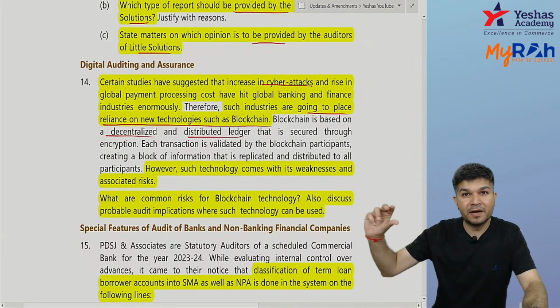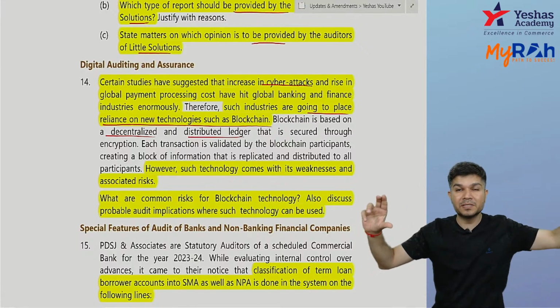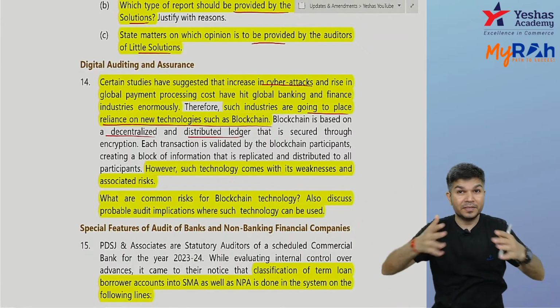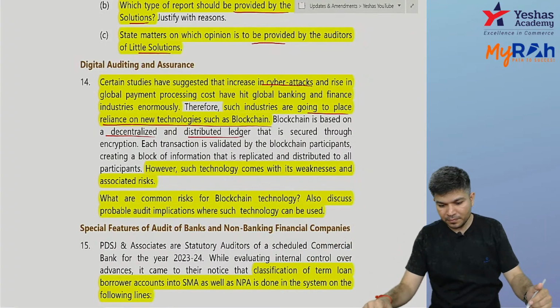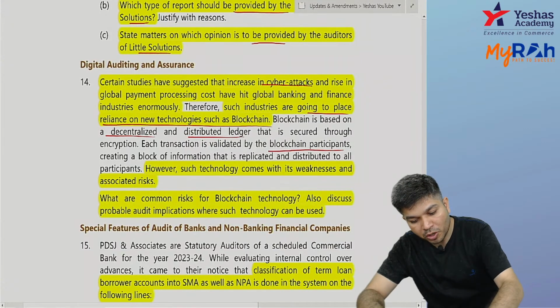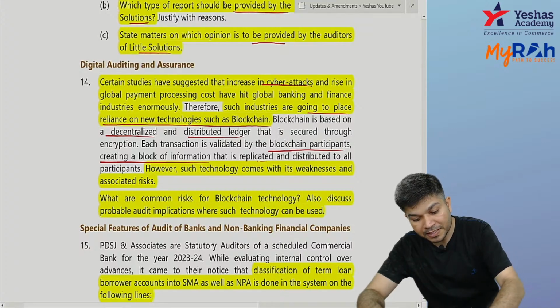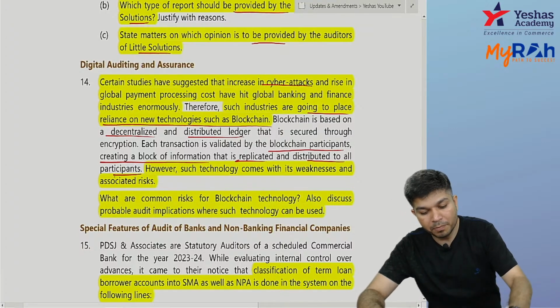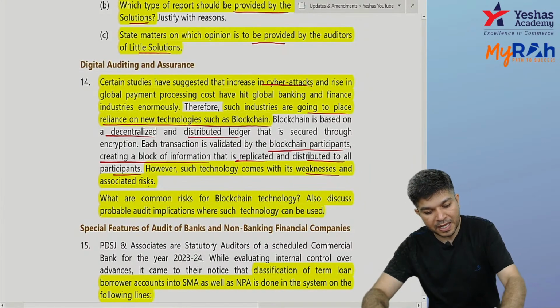A block is created after every transaction, and that block will contain details about all previous transactions also. It's a distributed ledger. The participants will approve it. Each transaction is validated by blockchain participants, creating a block of information that is replicated and distributed to all participants. However, such technology comes with a weakness and associated risk.